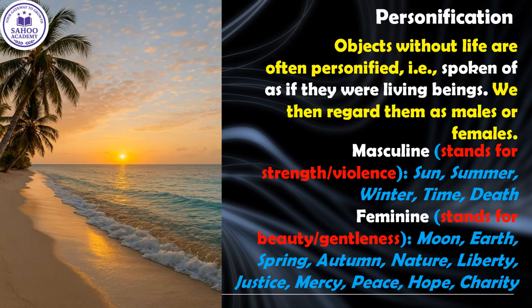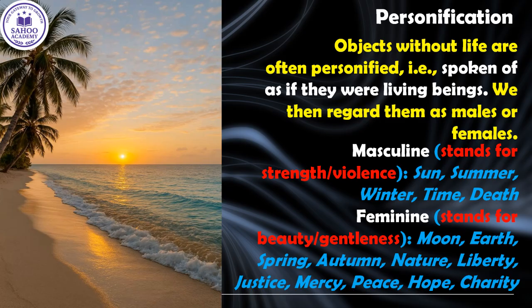Even summer and winter are often thought of as mighty male forces in literature. On the other hand, we use the feminine gender for things that embody beauty, gentleness, and abstract virtues. For example, the moon casting her gentle light. Here her has been used instead of his. That means moon has been treated here as feminine.